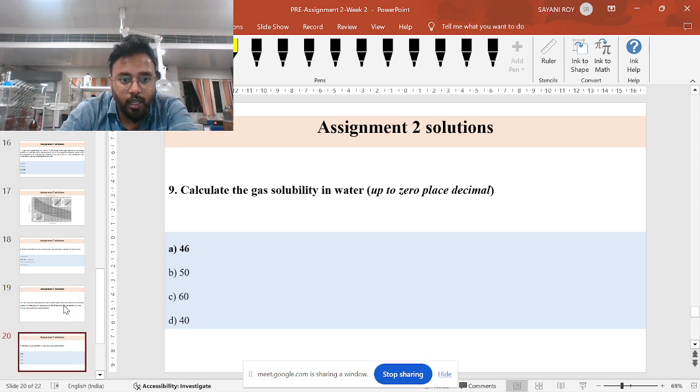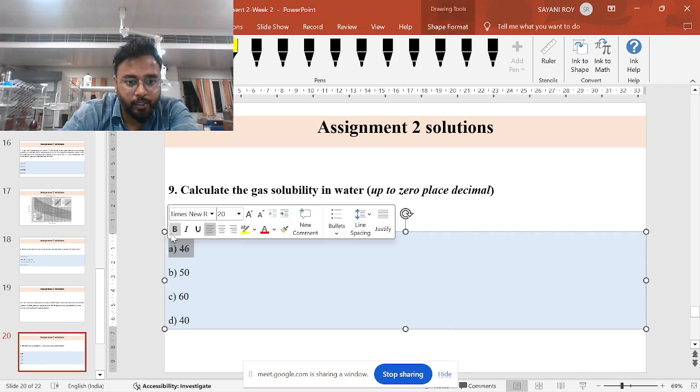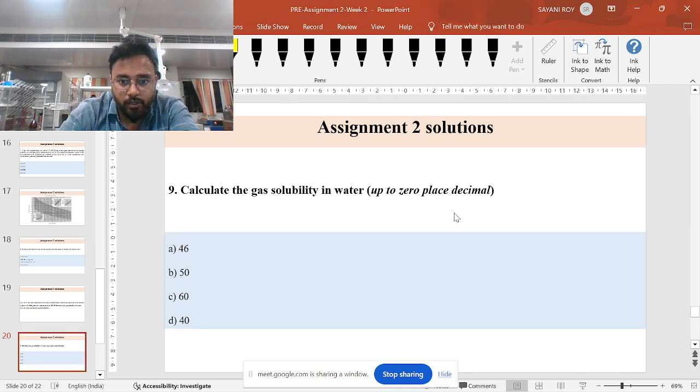So, for calculating the gas solubility in water, there are four options. Option A is 46, option B is 50, option C is 60, and option D is 40. Write down the question.